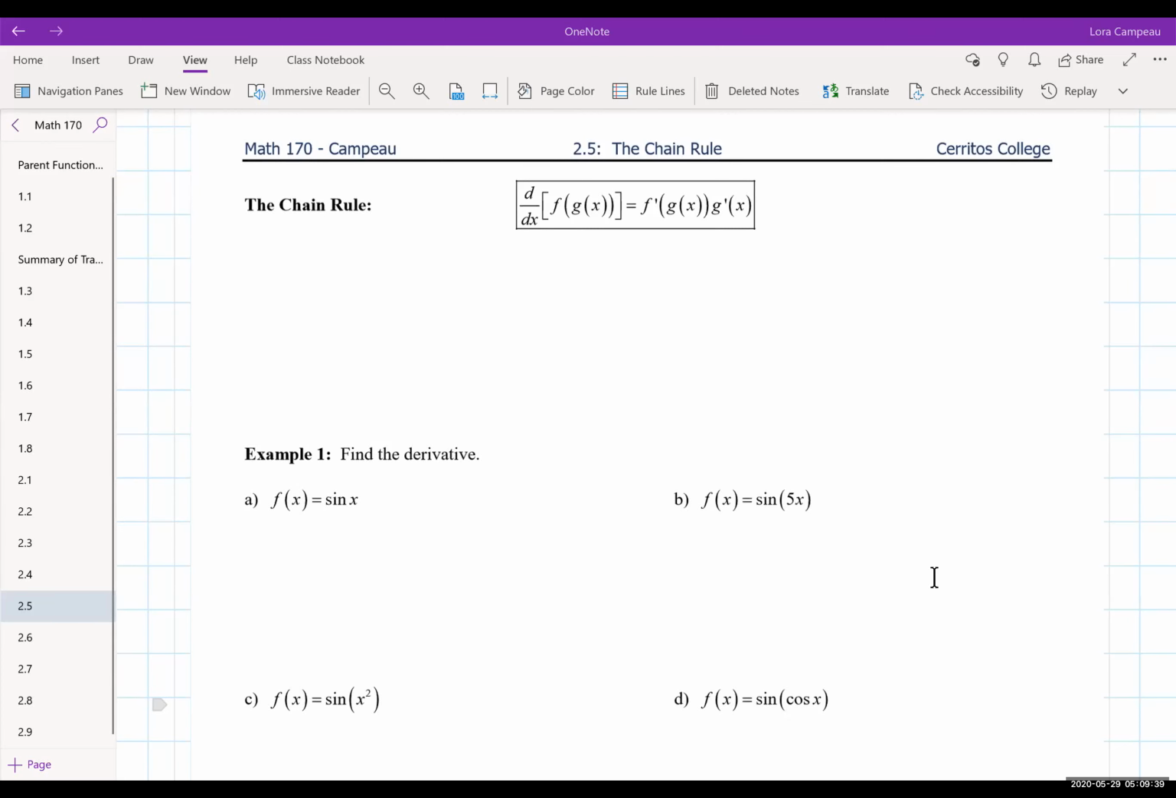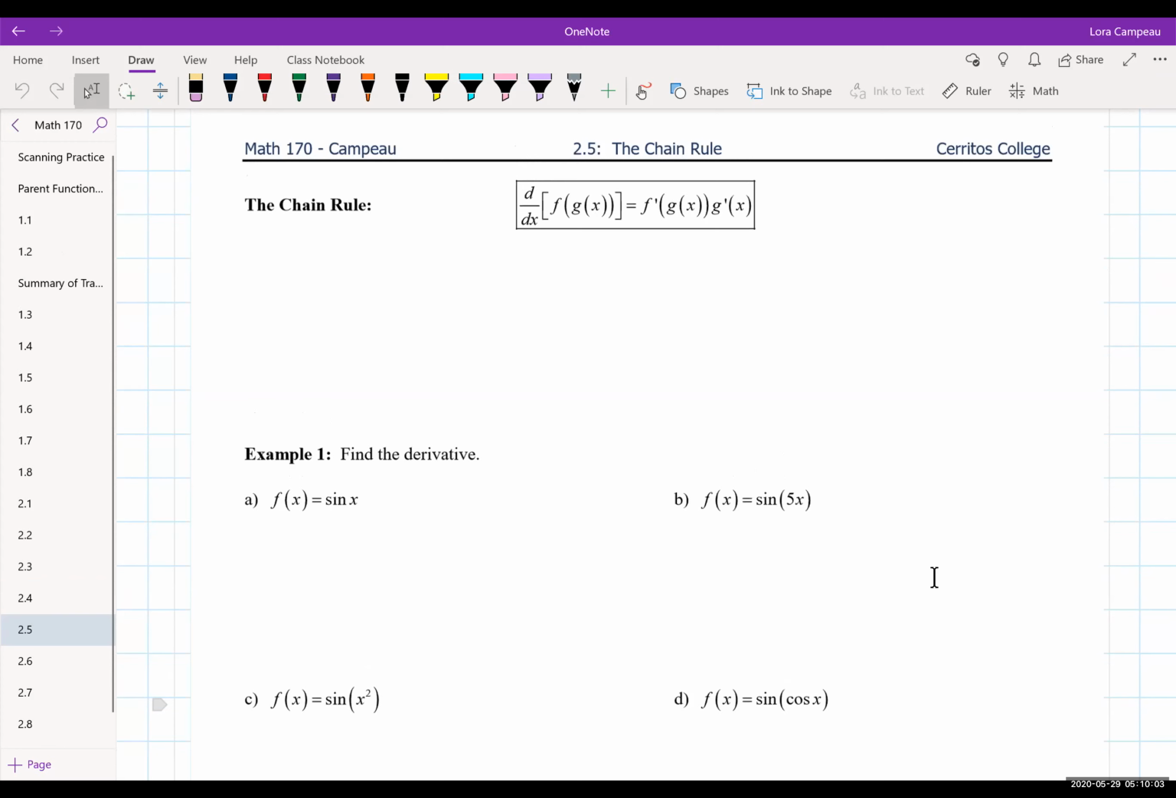Welcome back, Math 170. In 2.5, we're going to go over arguably the most important rule of Calculus 1. It's really powerful. It allows us to take derivatives of functions that are compositions. If we remember in chapter 1, this is function notation for a composition of two functions. Sometimes they use it in this format, or if we remember, we used to see it in the f of g of x format.